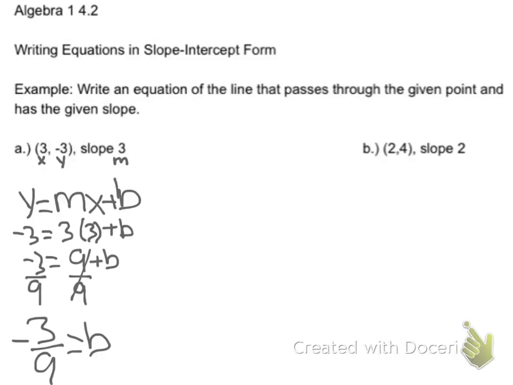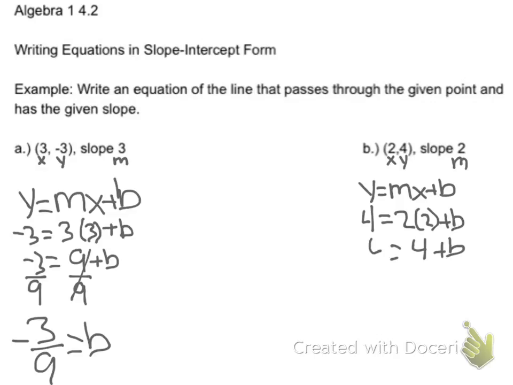Okay, so we need to know what the formula is. So y equals mx plus b, and we need x, y, and m. Okay, so now we just plug in everything. So 4 equals 2 times 2 plus b. And 2 times 2 is 4 plus b. Now we have to divide both sides by 4, which cancels this side out. And 4 divided by 4 is 1, which is b. And that's it. It's really easy.